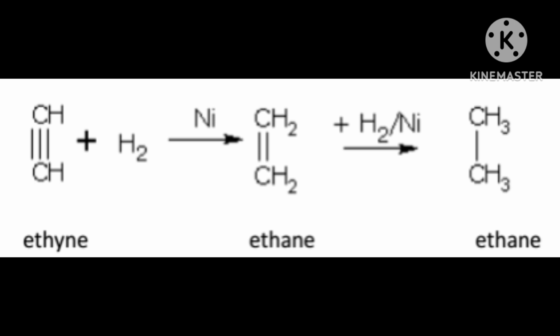CHBr2 and CH3. That is 1,1-dibromoethane. Here you only have to understand this is according to the Markovnikov rule. It means both bromines join to the same carbon. Why? Because according to the Markovnikov rule, the negative part will go where there is less hydrogen.